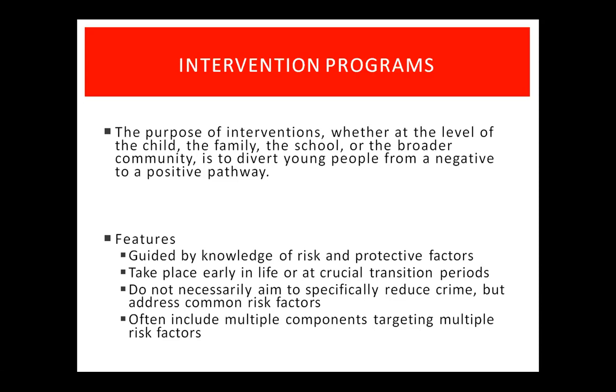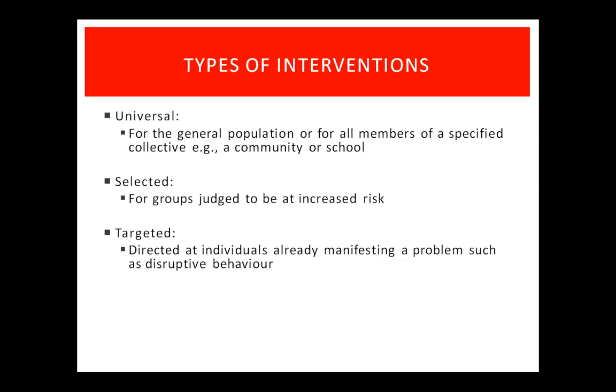So the features of this is that it's guided by the knowledge of risk and protective factors. It can take place early in life or at crucial transition periods. We're not necessarily aiming to reduce specifically crime, but address the risk factors, and it can often include multiple components targeting multiple risk factors. So there's 3 types of interventions, and it would be good for you to know what each of these are.